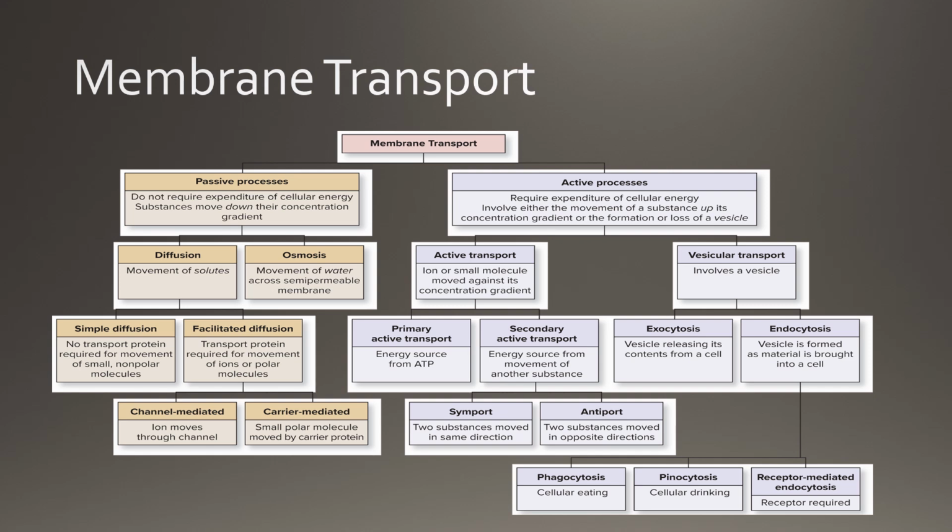Membrane transport can be broken into passive processes and active processes. Passive processes do not require cellular energy, and they include diffusion, facilitated diffusion, and osmosis. Active processes require cellular energy, usually in the form of ATP. These include active transport, endocytosis, and exocytosis.